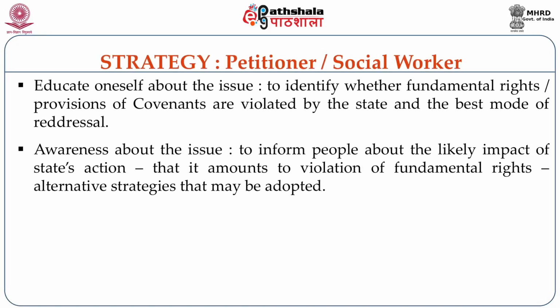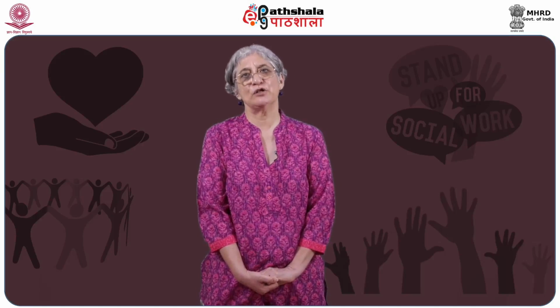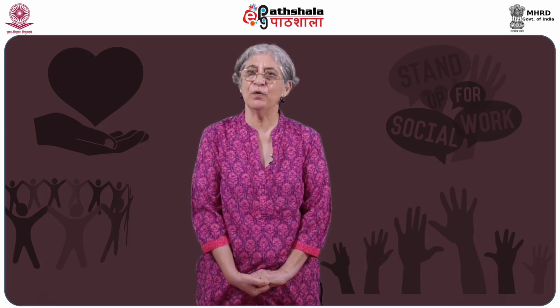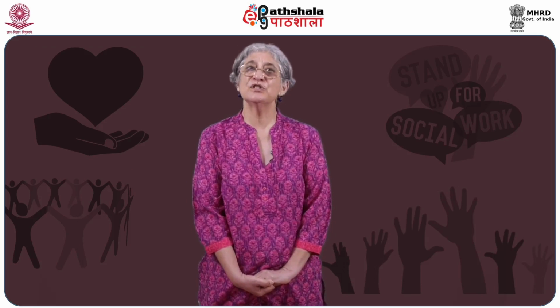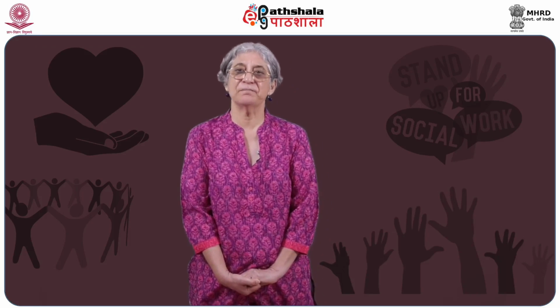Step 2. Awareness about the issue. To inform people about the likely impact of the state's action, that it amounts to violation of fundamental rights, and the alternative strategies that may be adopted. All this should be discussed with the people at the community level. They should know what the impact of a particular project is going to be upon their livelihood and upon their lives. Also, alternative strategies should be put forth before the people. Let them decide, or you facilitate them in deciding what strategy should be adopted.